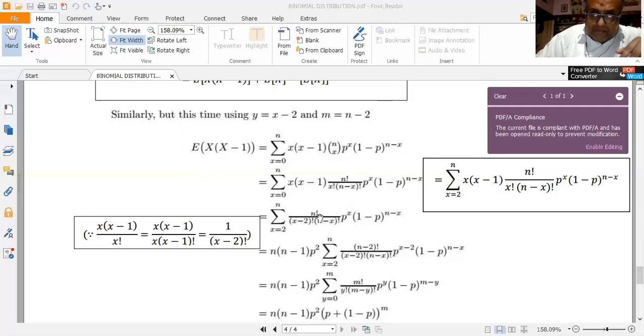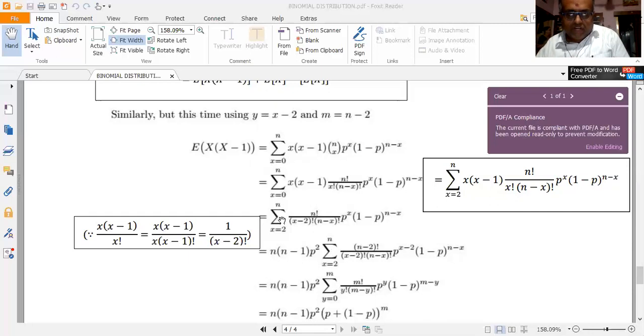This next step follows due to the application of this. So I get factorial n by x minus 2 factorial. So this 1 by x minus 2 factorial is incorporated here. So 1 by x minus 2 factorial into factorial n by n minus x factorial becomes factorial n by x minus 2 factorial into n minus x factorial, with these powers. I hope it is very clear. 1 by x minus 2 factorial is multiplied with this and combined into a common fraction.